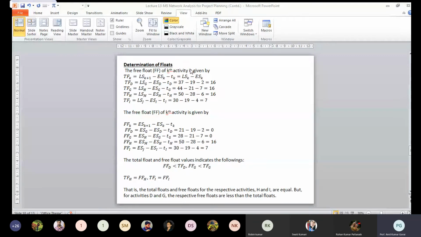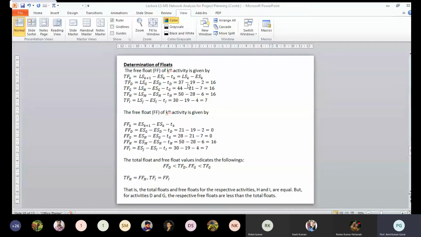If you have limited resources, whenever you have free resources, you can use them for this activity, and you can delay by a maximum of 7 weeks, and it will not hamper the completion time of the project, which is 57 weeks as determined. Beyond that, if you delay by 8 weeks, your project completion time will be 58 weeks instead of 57. So it will be delayed.